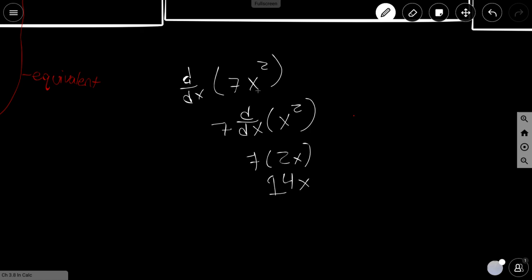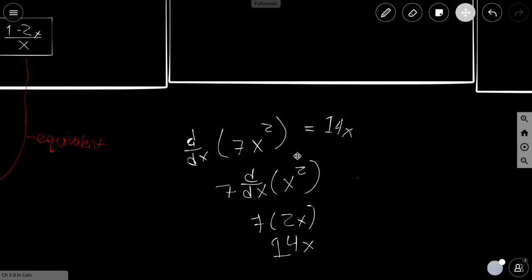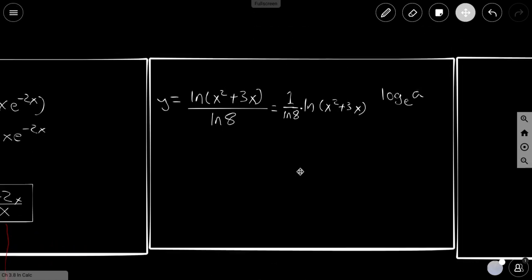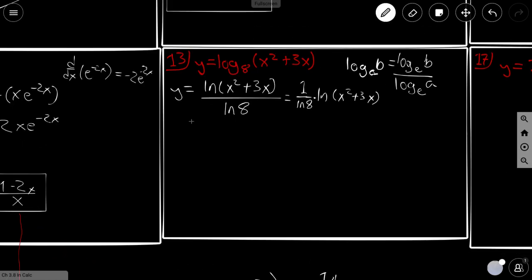But most people just go ahead and skip all that and go straight to 14x, which makes sense for the most part, but it's good to know what this rule is and when to apply it. So here would be when you could apply it. So continuing on, let's go ahead and differentiate.